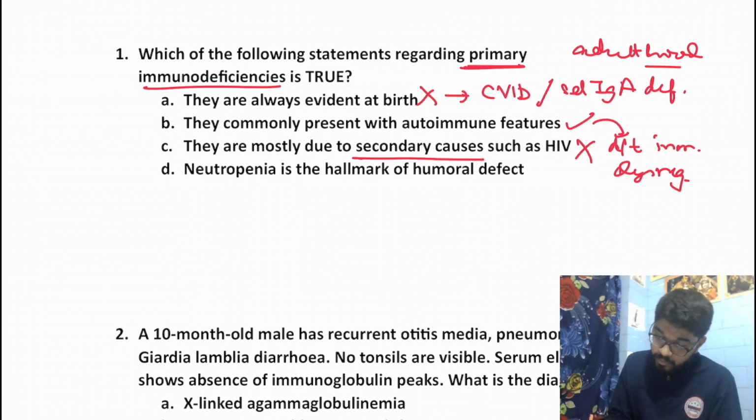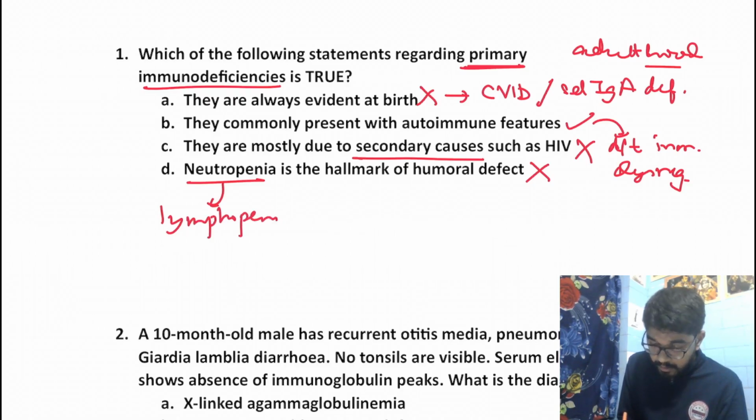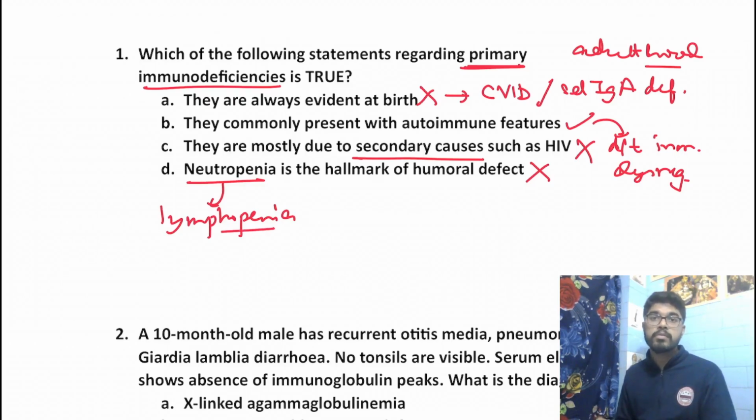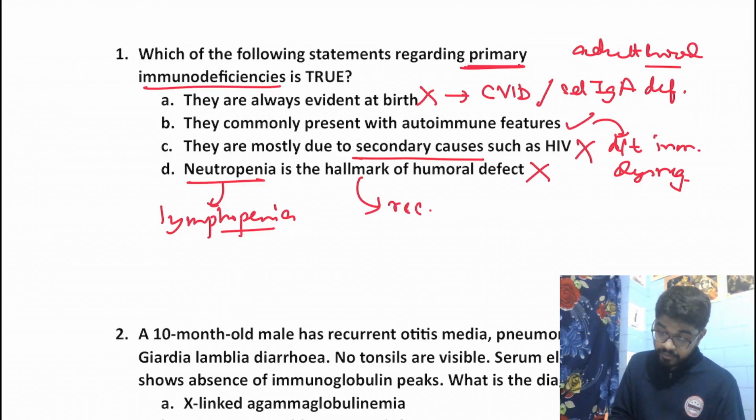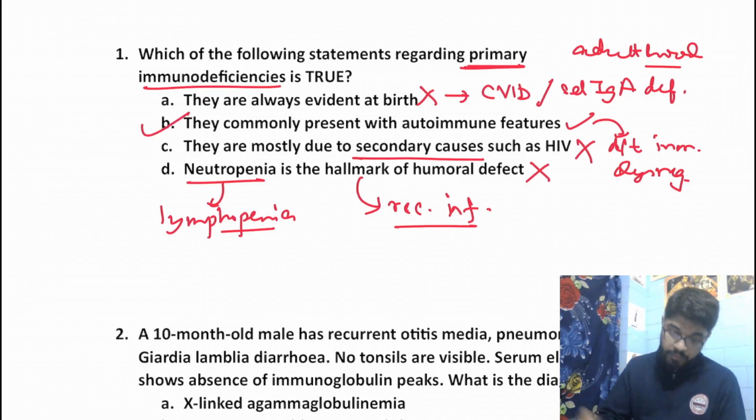Neutropenia is the hallmark of humoral defect. That's a false statement. In humoral defect, we don't get neutropenia. We might get lymphopenia, but remember that lymphopenia is also not a hallmark of humoral defect, right? The hallmark of humoral defect is recurrent infections. We might get a normal lymphocyte count and still get immunodeficiency features. So the hallmark of humoral defect is recurrent infections. Okay, so the answer would be B.